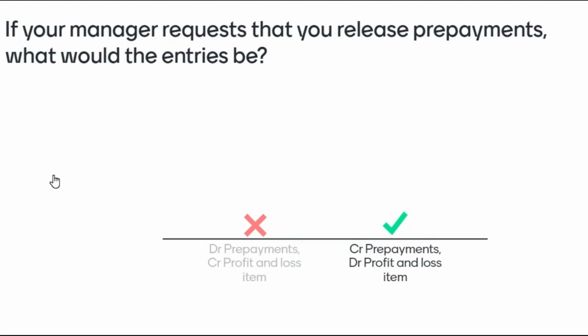So the answer will be the first one here. Moving on. So if your manager requests that you release prepayments, what would the entries be? So to release a prepayment is almost the reversal of a prepayment. So to record a prepayment to begin with, you would debit prepayments and credit the expense account, whatever it relates to. To release that prepayment, then we would credit prepayments and debit the profit and loss item.